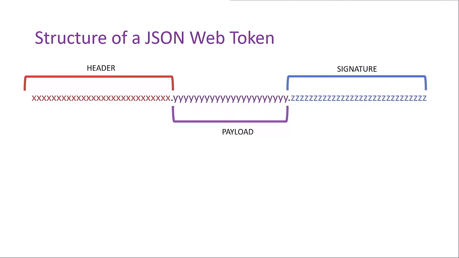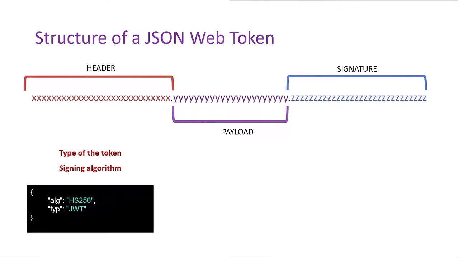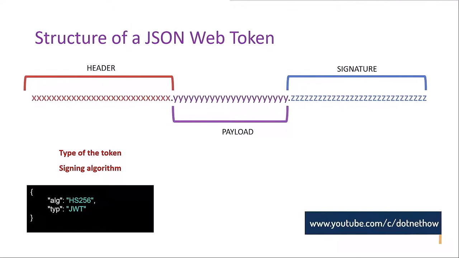Now, the header has generally two parts: the type of the token, which is JWT, and the signing algorithm that is used to encode the token. So an example would be this JSON object. Now, this JSON object is base64 URL encoded to form the first part of the JWT. The second part of the token is the payload, which contains the claims.